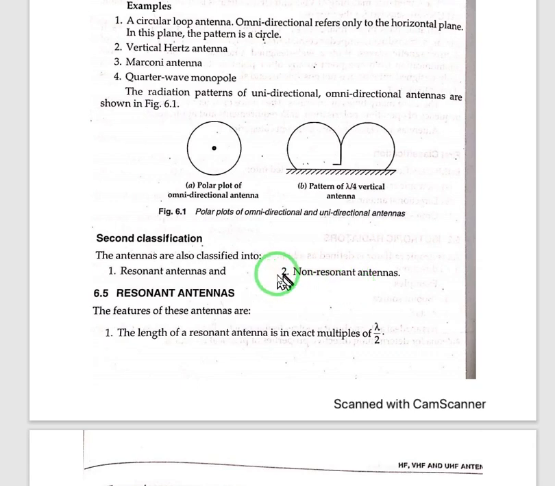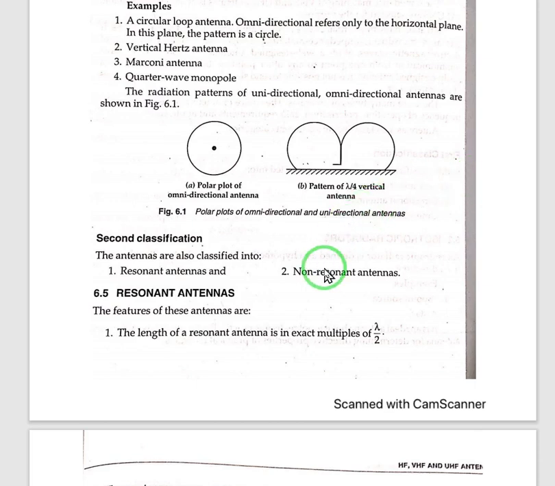We move forward to the second classification. The second classification depends on the size of the antenna, and that classification includes two categories. One is the resonant antenna and the other is the non-resonant antenna. The thing that should be noted here is that the second classification is with respect to the length, which is defined as resonant and non-resonant antennas.